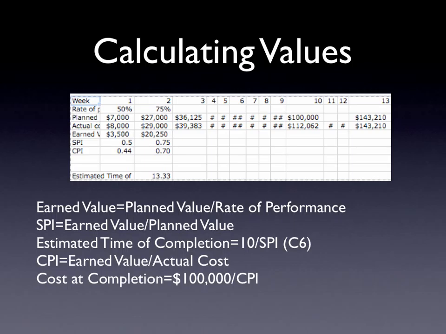Using the number for week 2, we can estimate the cost at completion by dividing the projected cost, $100,000, by the cost performance index, 0.7, which yields $143,210. The project will run over budget by just over $43,000.